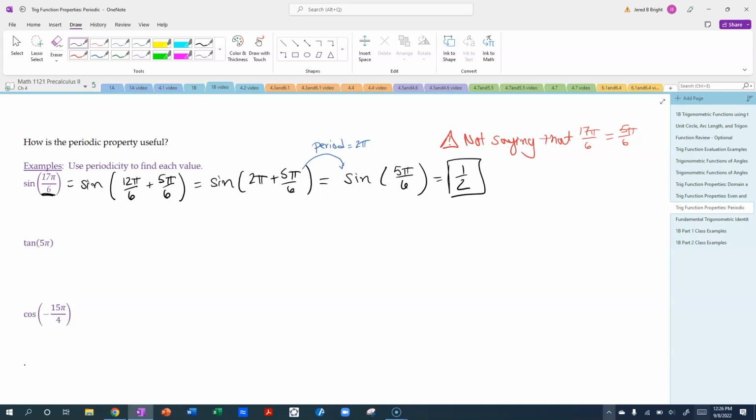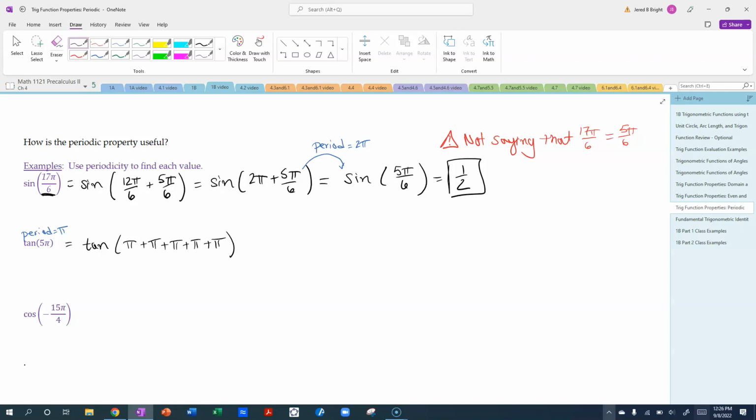Okay, so now, next example. Tangent of 5 pi, okay? I'm just going to make a note that for tangent, the period is pi, right? So I'm trying to think about what's coterminal with this. Well, this would be pi plus pi plus pi plus pi plus pi, okay? It's pi added together 5 times, right?